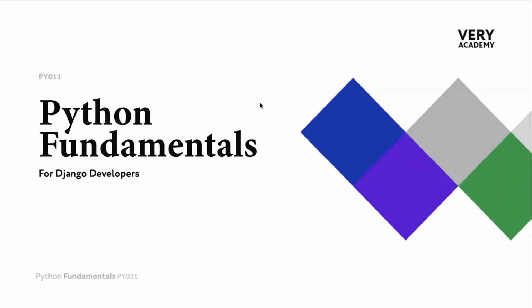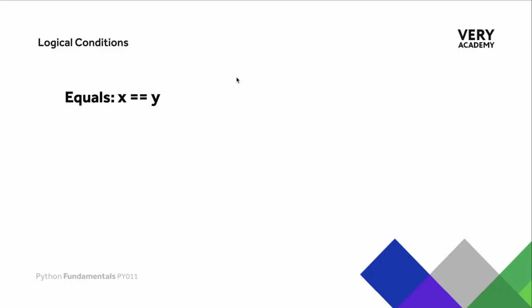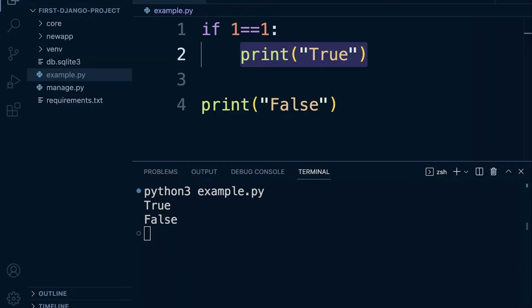Logical conditions. So let's take a look at some of the different tools that we have available to build comparisons between two different data types potentially. So the first one is the equals. So if I want to compare two values, I can use the double equals to compare two values. We provided an example in the previous tutorial.